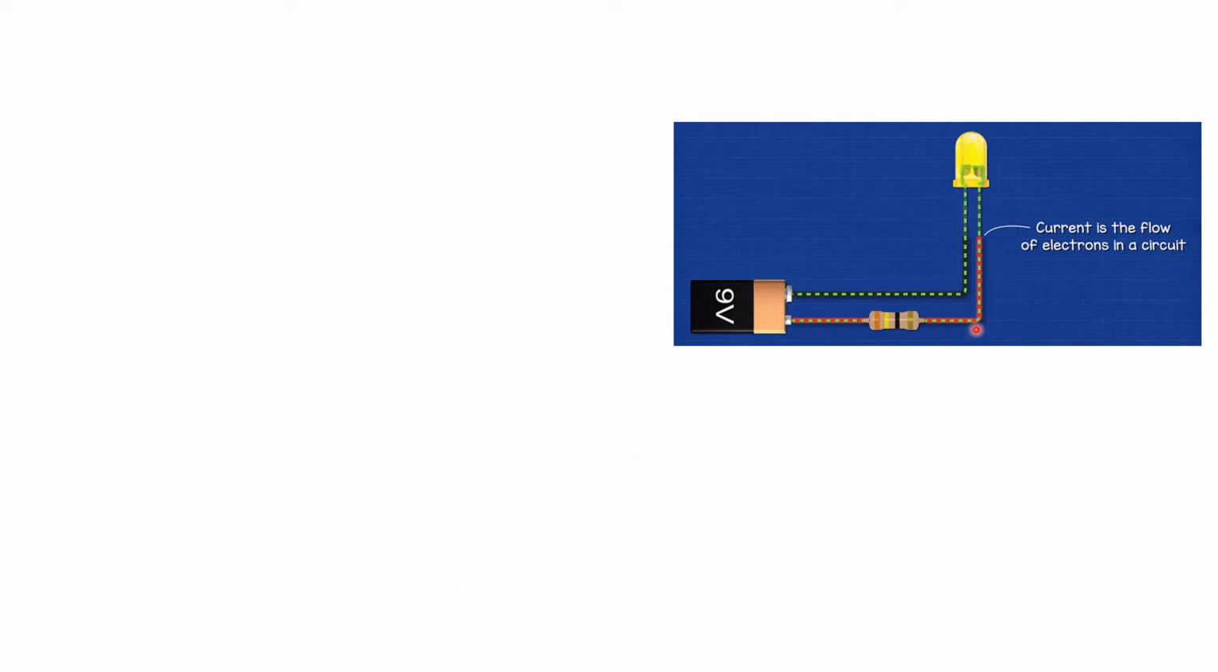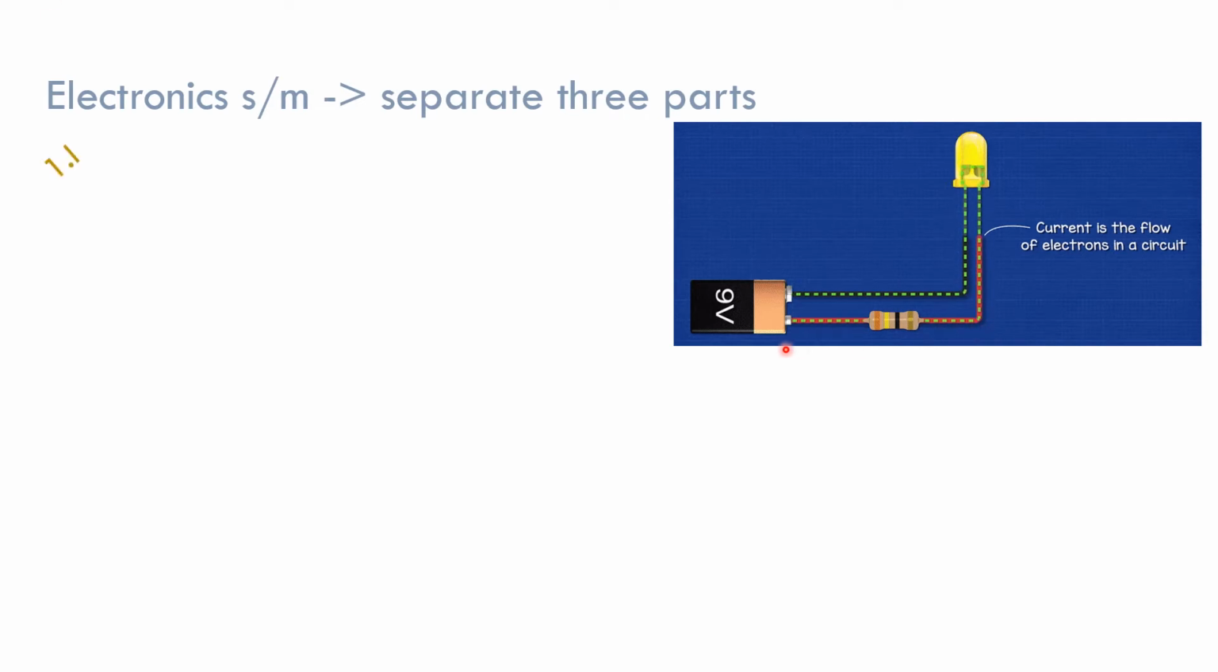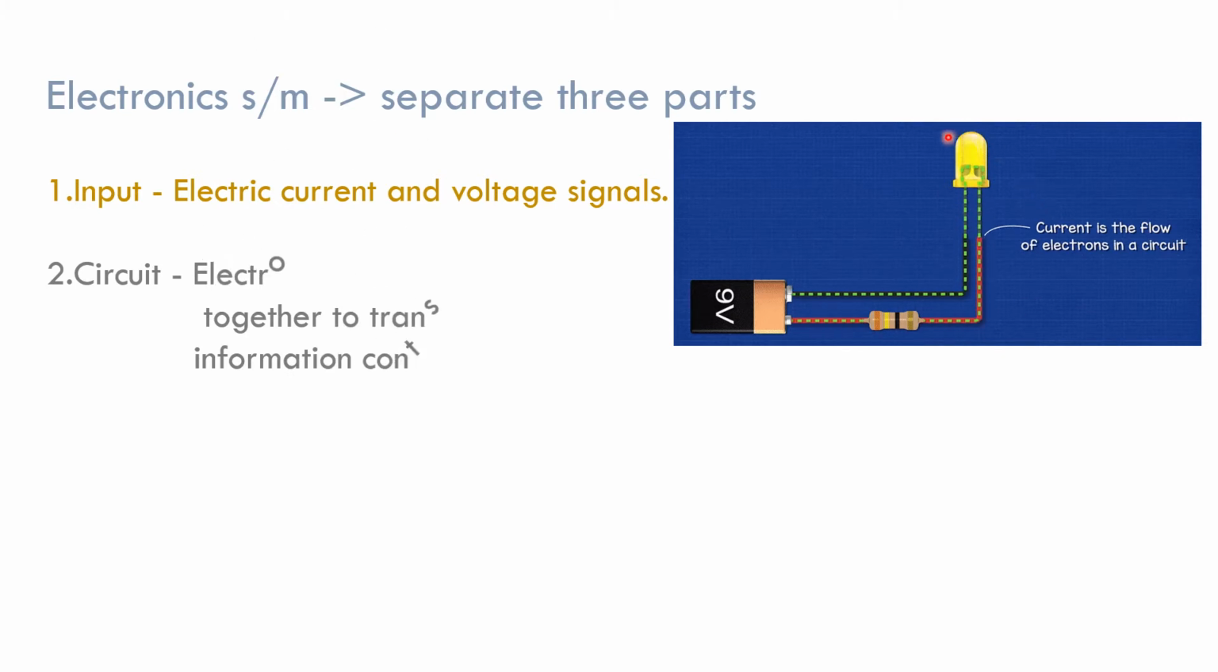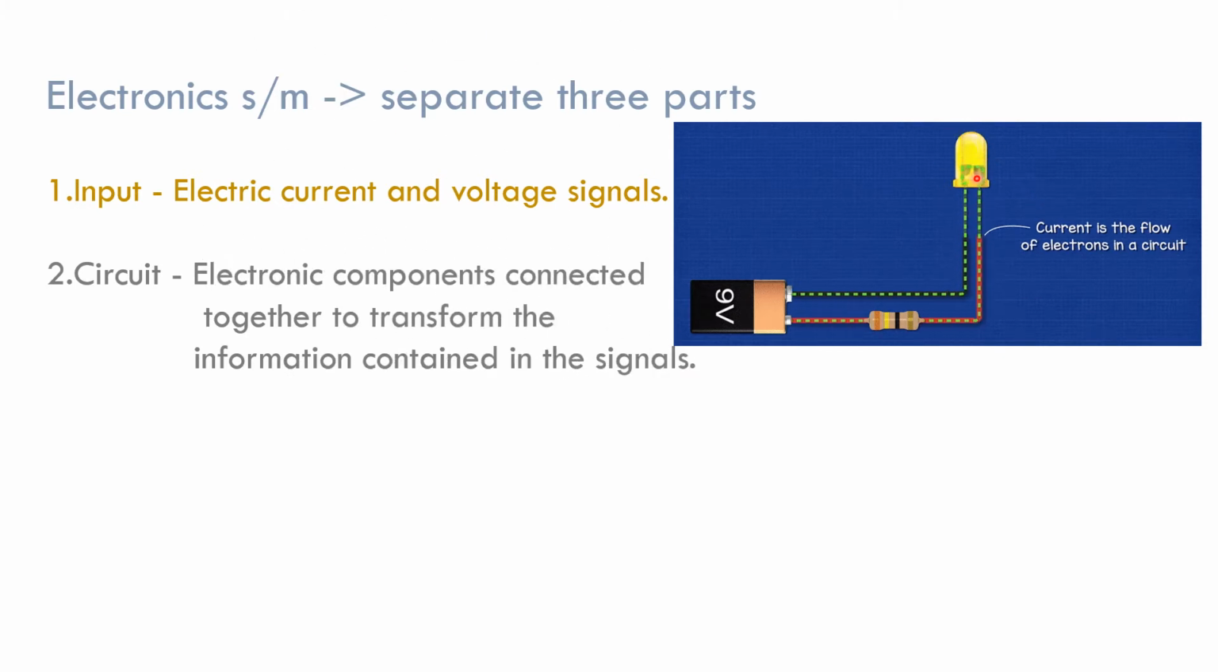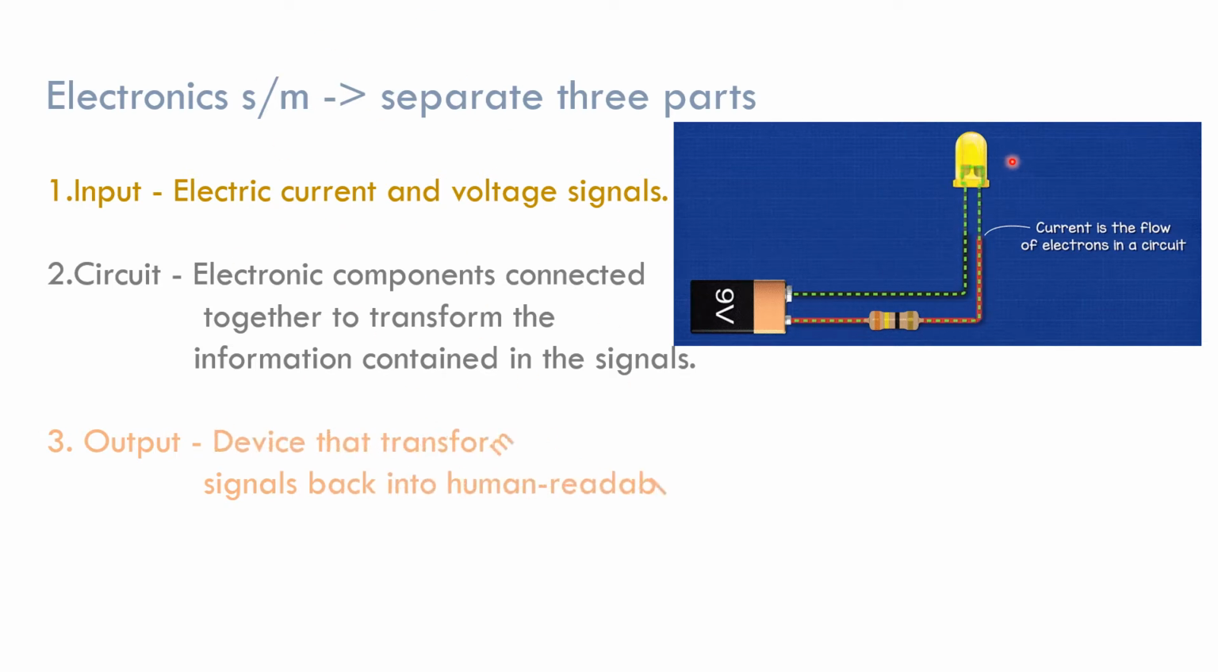If you look at this example, here the LED is connected to the supply and the electricity is passing through the LED. As a result, we get the light. If you look at this small electronic system, it is separated into three parts. One is the input supply, nothing but the electric current and voltage signal. The next one is the LED component, that is an electronic component connected to the supply to transform this electricity into light. And the next one is the output, that is nothing but the light here. The device transforms the current and voltage signal back to human readable information, nothing but the light here.